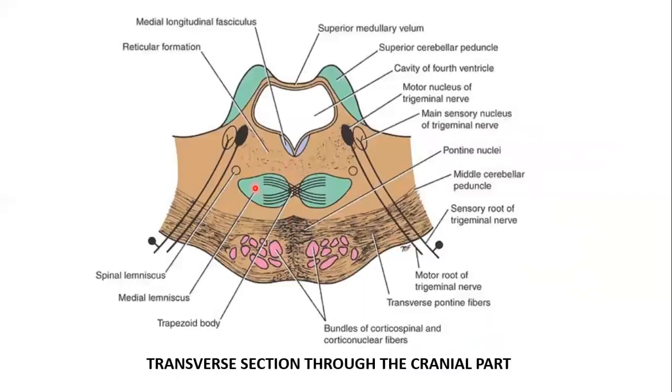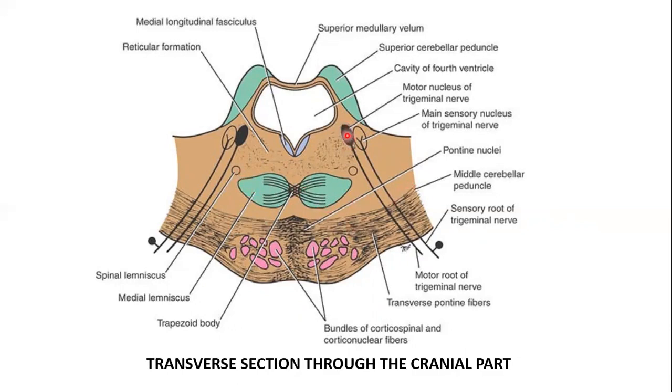So here you see, right? This is the trapezoid body that we've already discussed in detail. And these are the lemnisci present, the medial and then lateral, and in between are the trigeminal and the spinal lemniscus. These are the 4 lemnisci present over here. And this is the spinal lemniscus.